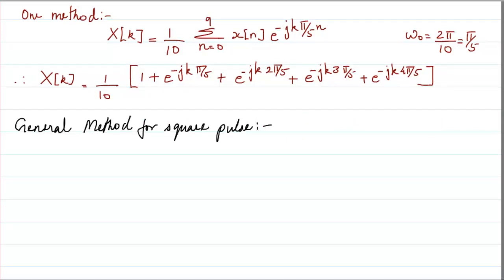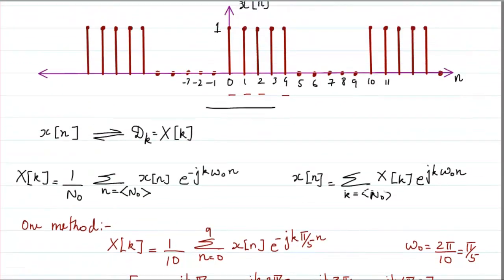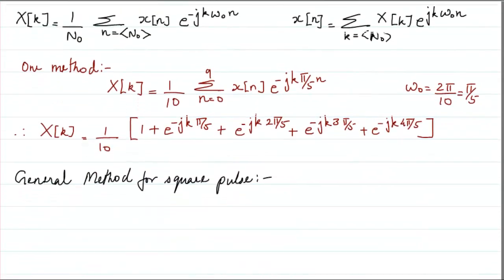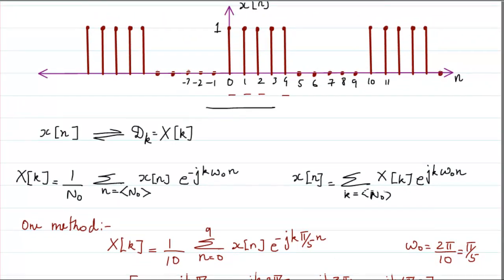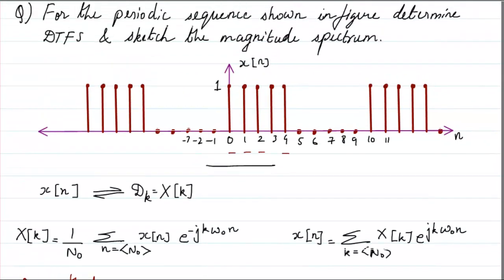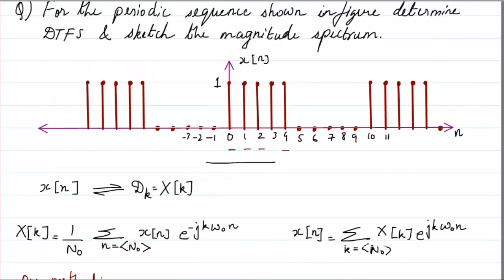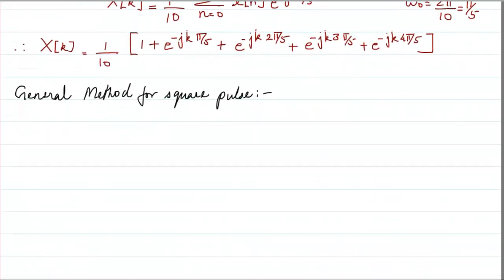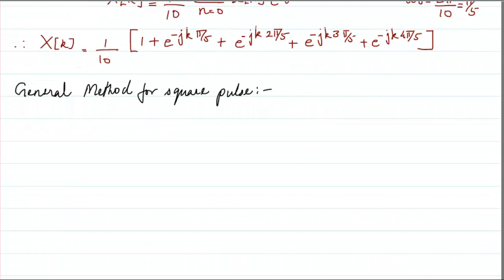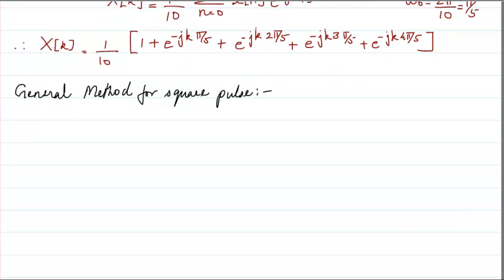So I will show you the general method that is used for a square pulse. You have to use this only for a square pulse. Don't use this general method for any other kind of waveform. You can, but generally you use this only for a square pulse. Why I am telling you this, because most of the textbooks also have this method, so they will be expecting this method to be used.